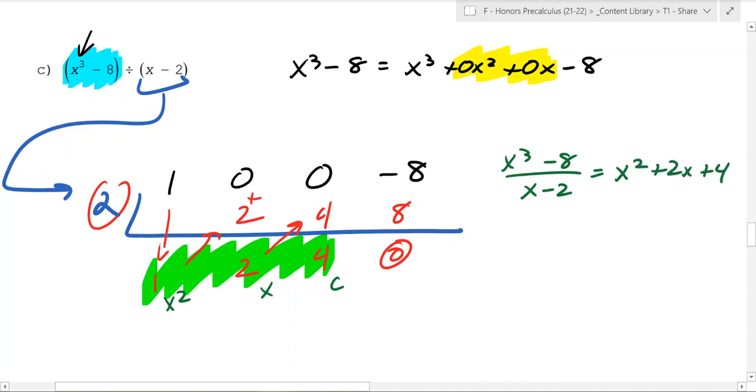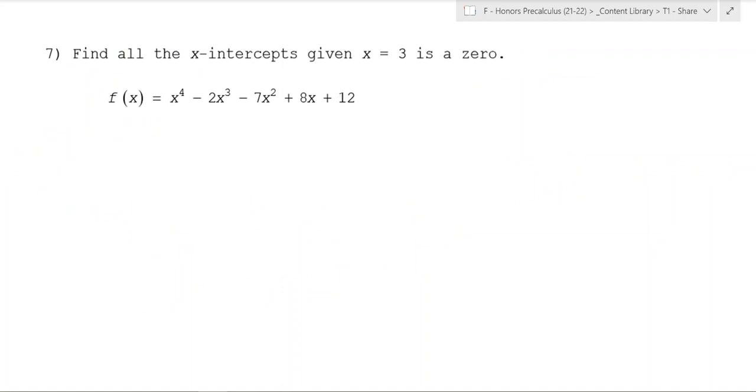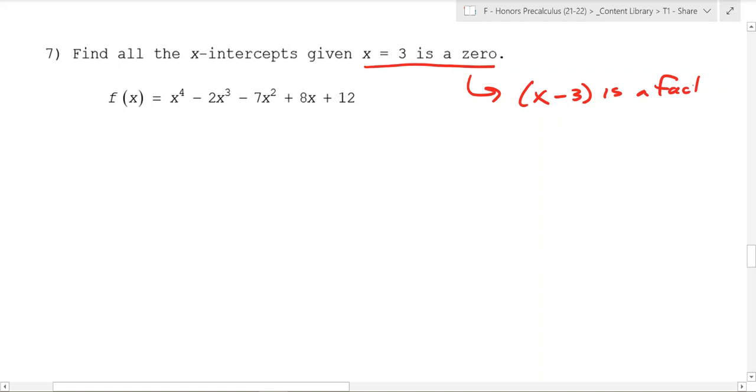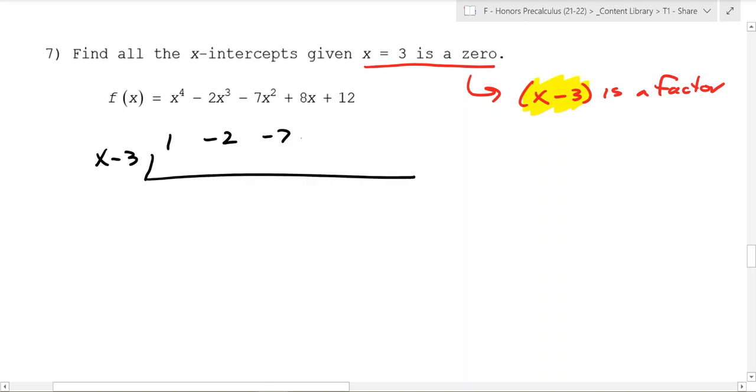So on number 7, it says find all the x-intercepts given x equals 3 is a 0. When it tells you x equals 3 is a 0, it means that x minus 3 is a factor. And since this is linear, we can divide with synthetic division, meaning we can take x minus 3 and divide it into 1, negative 2, negative 7, 8, and 12. Those are the coefficients. What makes it 0? 3 makes it 0. So when you drop this down, you end up with 1.